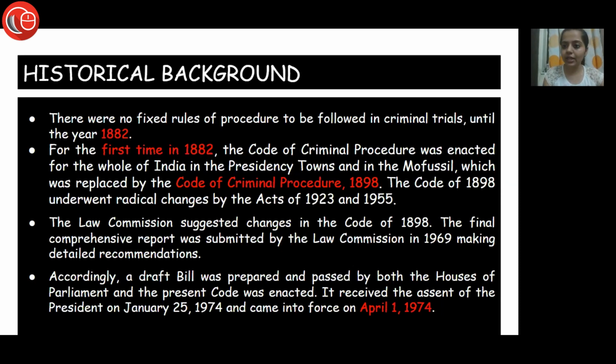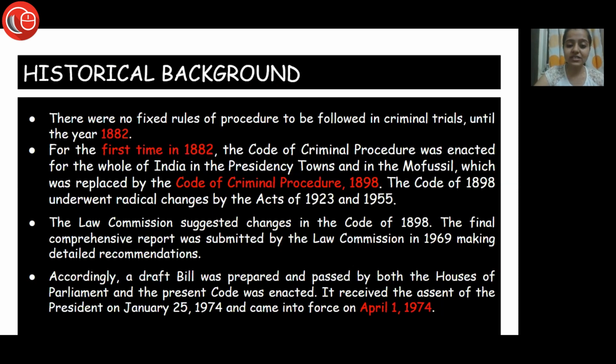And for the very first time in 1882, the Code of Criminal Procedure was enacted. The procedures were set in the year 1882 for the very first time for the whole of India in the presidency towns. Presidency towns means Bombay, Calcutta, and Madras. It was replaced by the Code of Criminal Procedure of 1898. 1898 replaced the earlier code of 1882. The code of 1898 underwent radical changes by the acts of 1923 and 1955. This is not important, but the only years you have to remember are 1882 and then 1898.